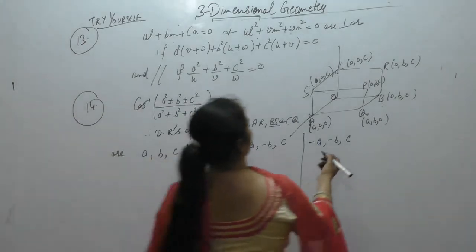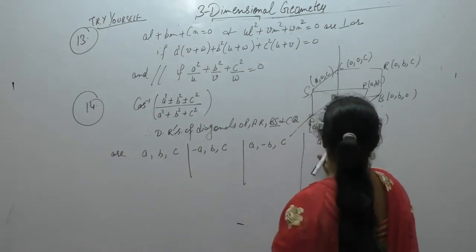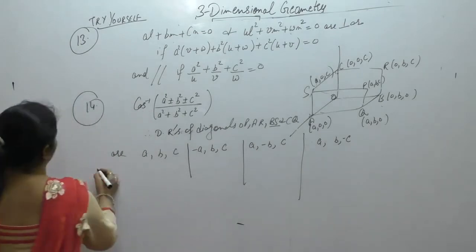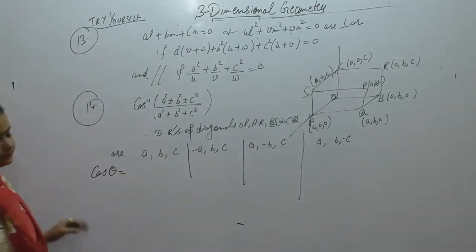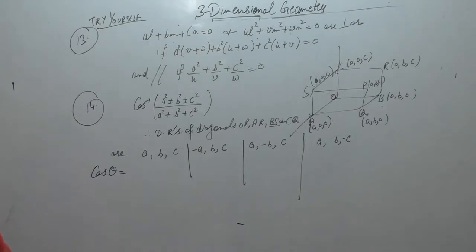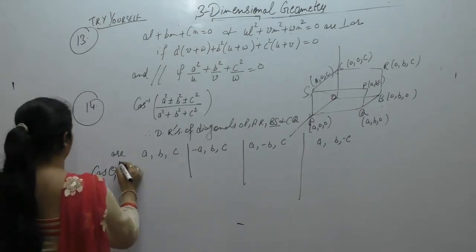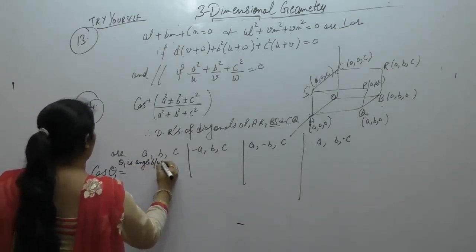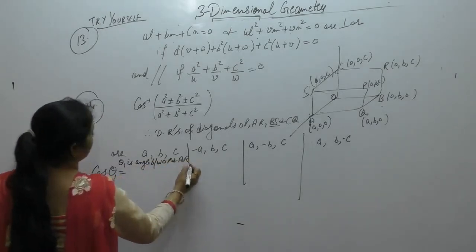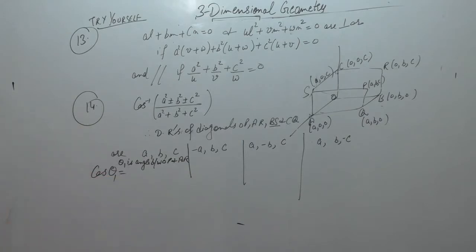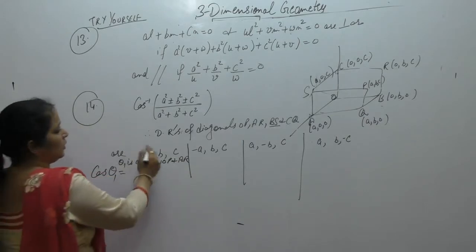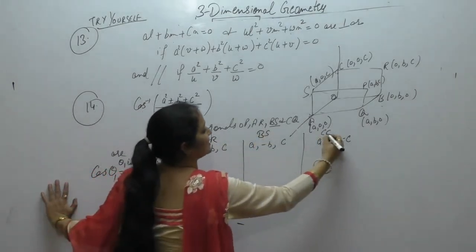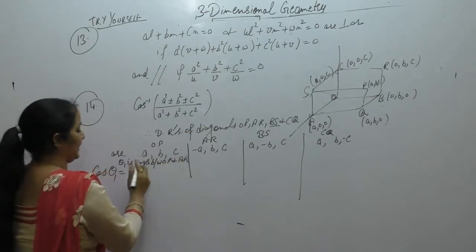So the direction ratios are a, b, c; minus a, b, c; a, minus b, c; and if we take the negative common, CQ is a, b and minus c. Now we want to find the angle, cos theta. Theta 1 is the angle between OP and AR, taking the direction ratios of OP and AR and multiplying.